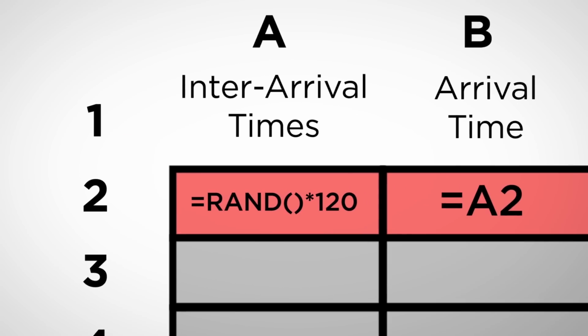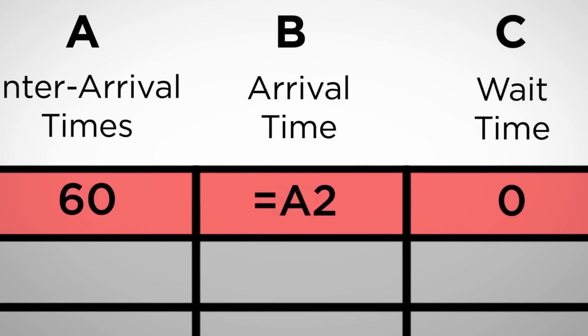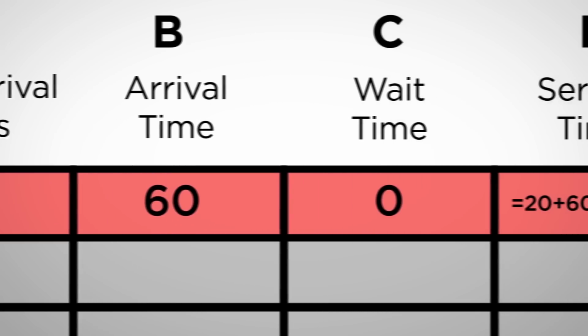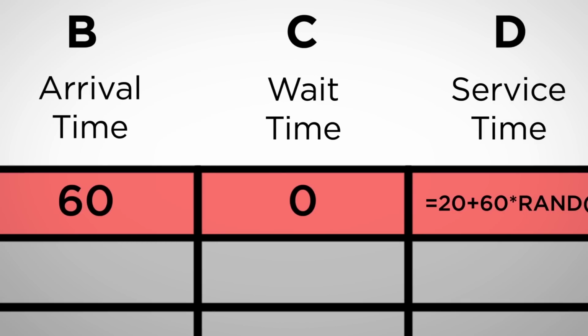Suppose the first customer arrived 60 seconds after you opened the store. Therefore, the random number that's going to show up in cell A2 is 60 seconds. In cell B2, we're also going to see 60 seconds. That's also the arrival time of the customer, not just the inter-arrival time. In cell C2, we're going to see 0 because this customer didn't wait in line.